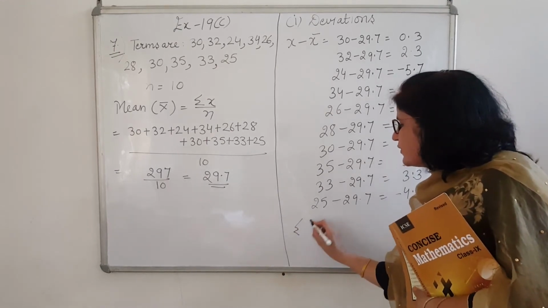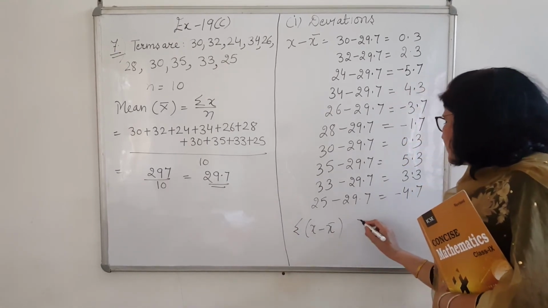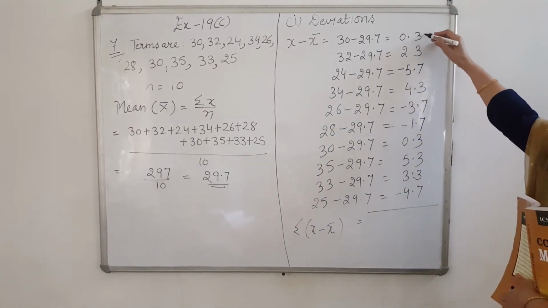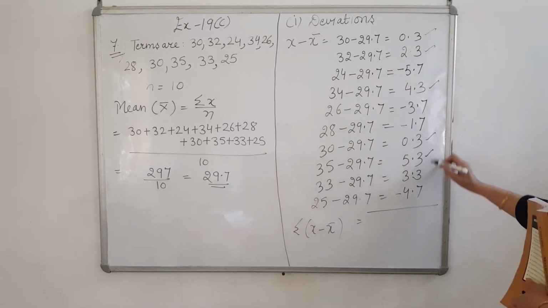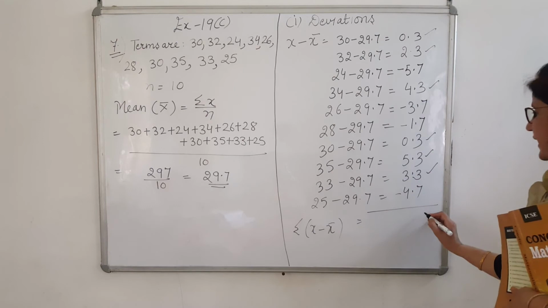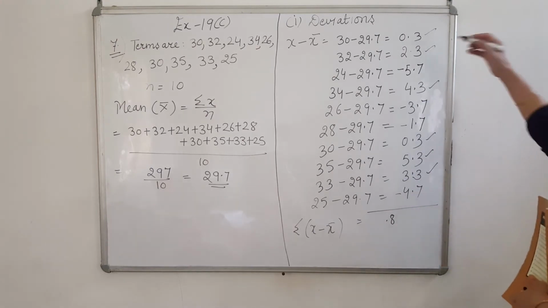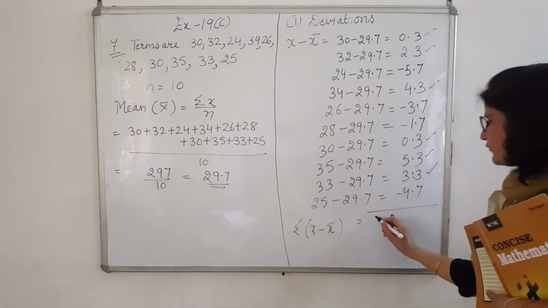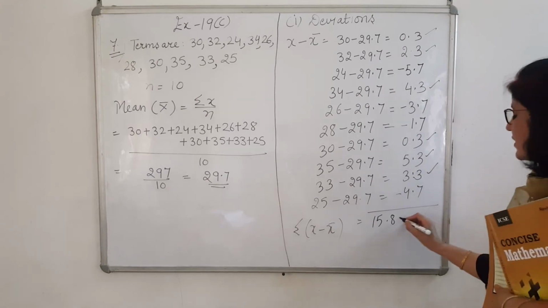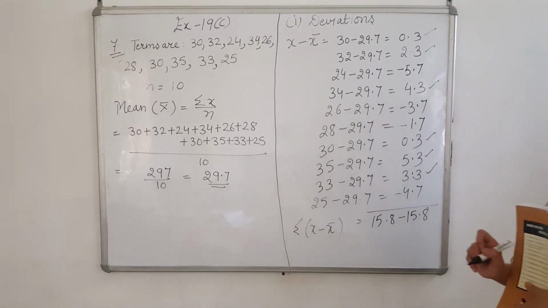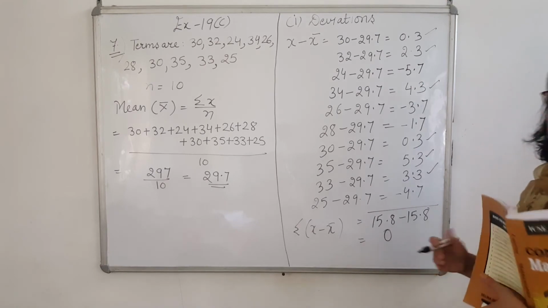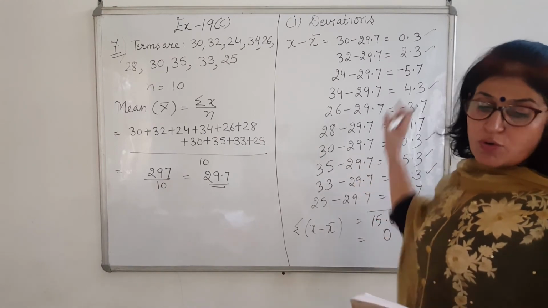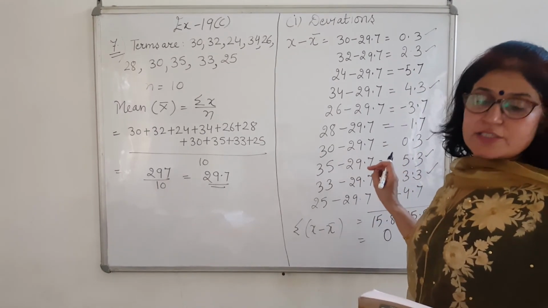So now the sum of x minus x bar. We will add the minus terms separately and the plus terms separately. We take these six terms, 1, 2, 3, 4, 5, 6. These add up to 15.8. Similarly, we will add the minus terms also. It will also give us 15.8. When we add them, we get 0. In the first part, you have to show the same: the sum of the deviations of all these given numbers from the mean is 0.